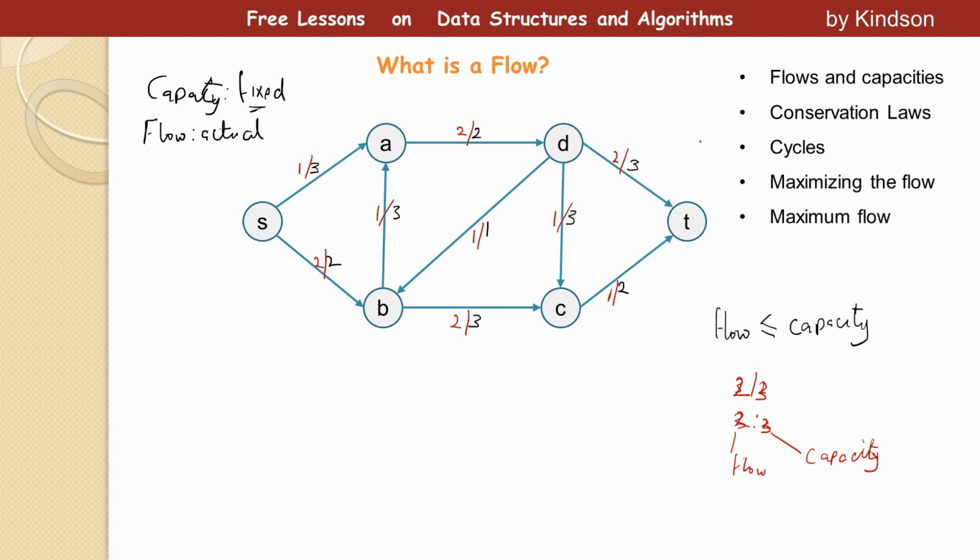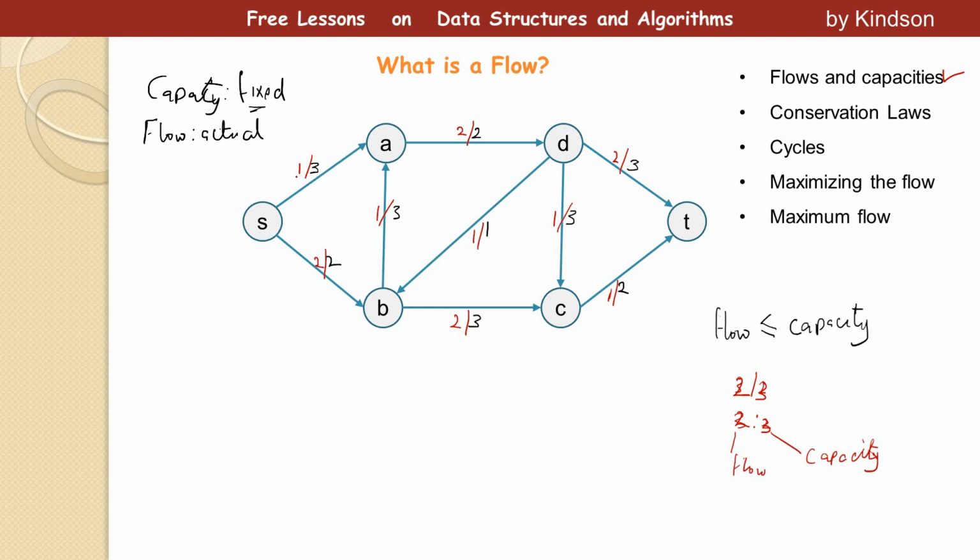Now let's take the next part. Now you know what flow and capacity is. The conservation law simply states that the total flow into a node is equal to the total flow going out of a node. This applies to both flow and capacity. So let's look at node A. The total flow coming in is 1 plus 1, right? The total flow going out is 2 plus 2, right? If we look at B, going out we have 1 and 2, that is 3. Coming in, we have 2 and 1, and that is 3. So that is the law of conservation.